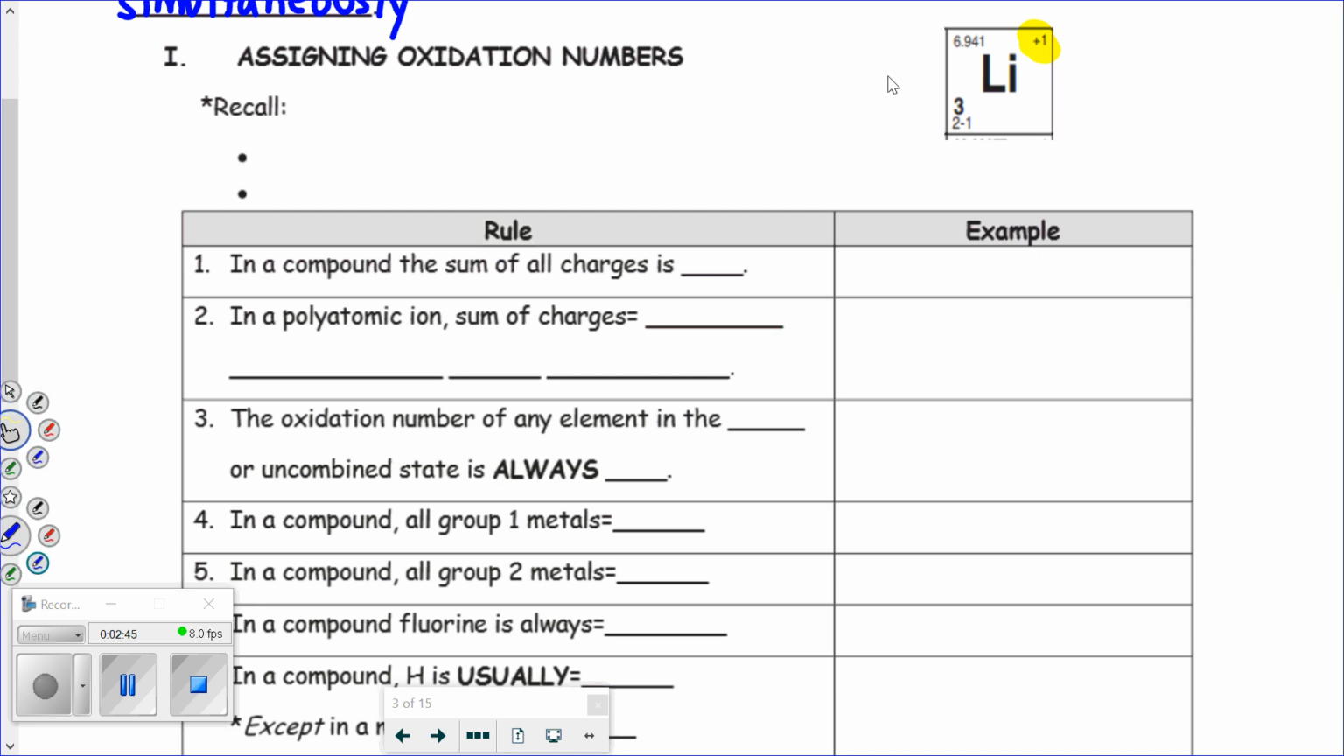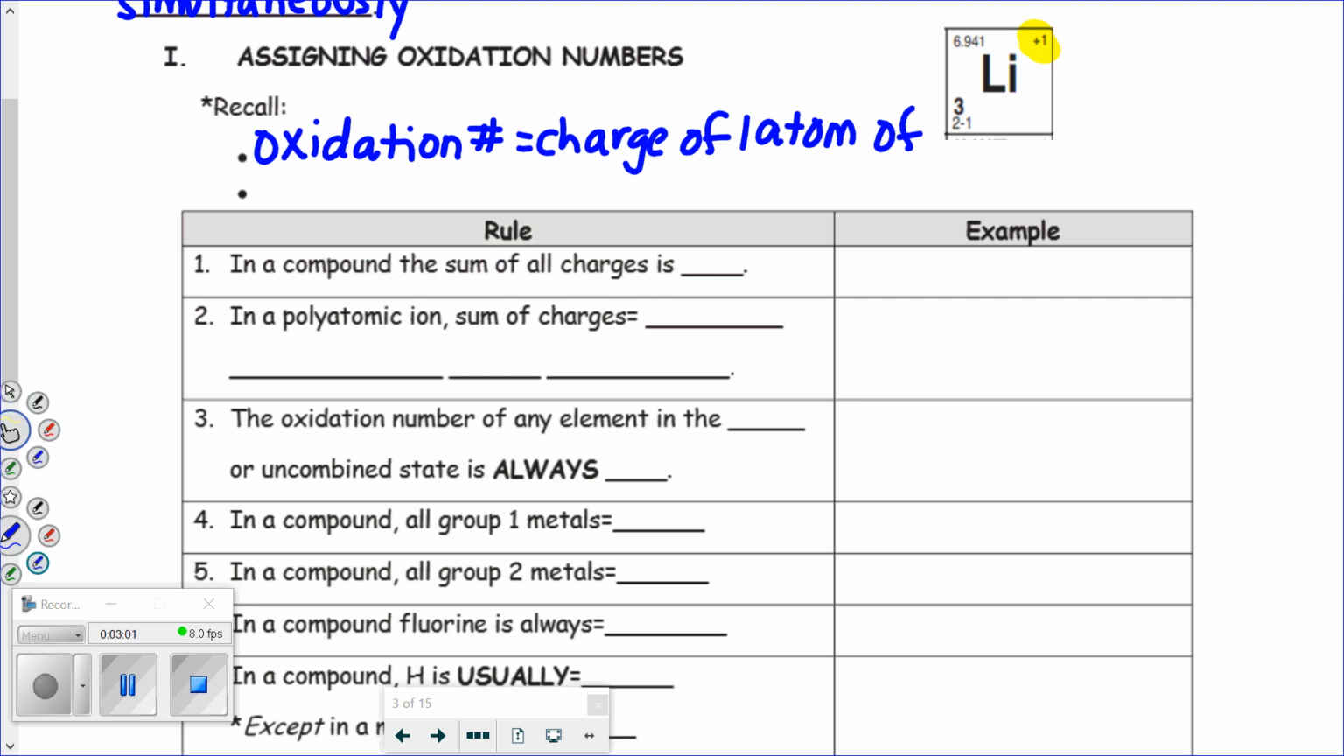As a recap, an oxidation number is the charge of one atom of an element. So for example, with lithium, the charge of one atom of lithium is +1. Remember when we write compounds, the positive element, or the cation, is always written first, and the negative element is written second or last.